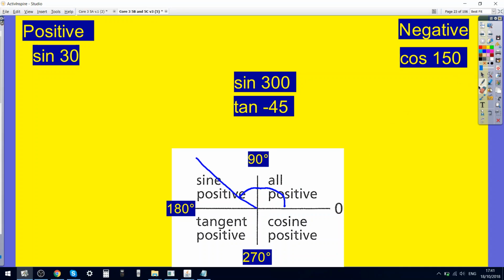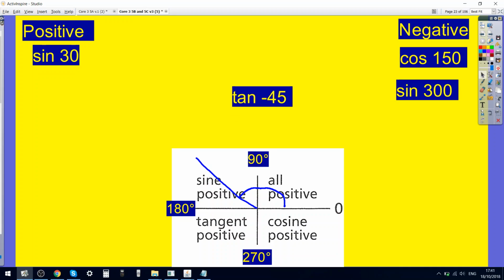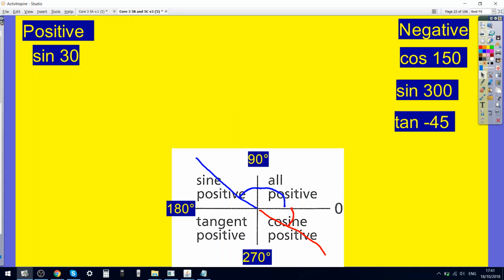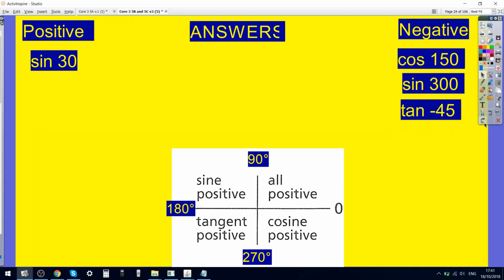Okay, sine 300, from 270 to 360, well to 0. Yeah. So it'd be negative. And tan of minus 45, how does that work? Minus means it would spin the other way, like that. Oh, okay. So that's going to be negative, yeah. That's what we got.